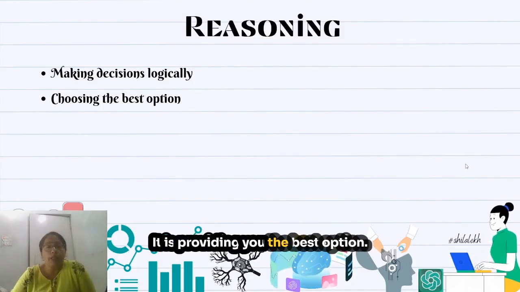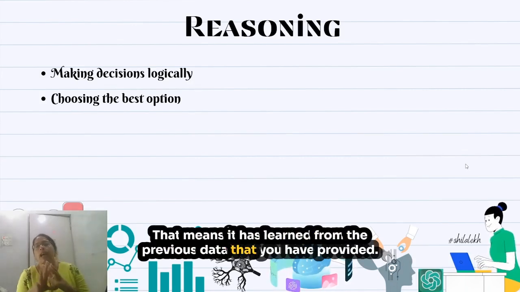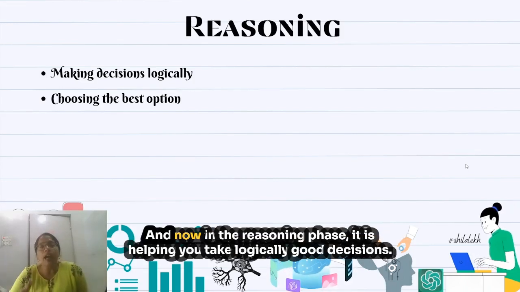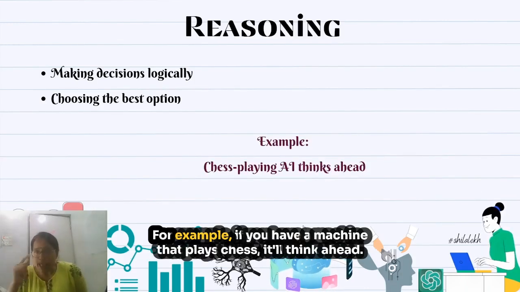It is providing you the best option. That means it has learned from the previous data that you have provided. In the learning phase, it learned from that data, and now in the reasoning phase, it is helping you take logically good decisions. For example, if you have a machine that plays chess, it will think ahead.